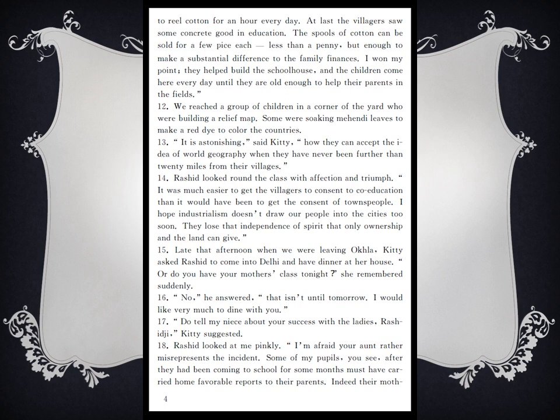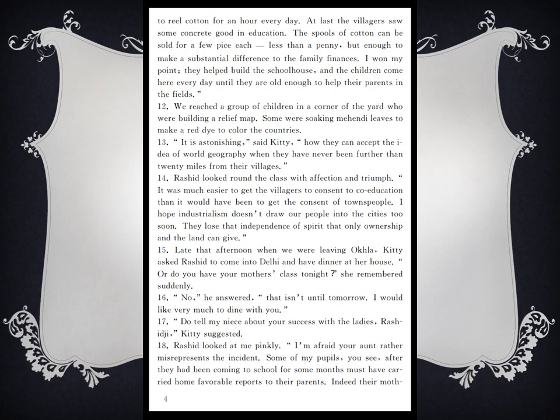Now it is astonishing, said Kitty. Astonishing is called wonderful. Means Kitty was feeling very wonderful. Wow, children are making maps themselves. Means maps we used to take from the stationer shop, from the market, but these children were making the map themselves. How can they accept the idea of world geography when they have never been further than 20 miles from their village? Now why was Kitty wondering? Kitty was wondering, see, those children are living in such a small village. They never went outside their small village, and they are drawing a total geography map in their school. So this is a very wonderful thing.